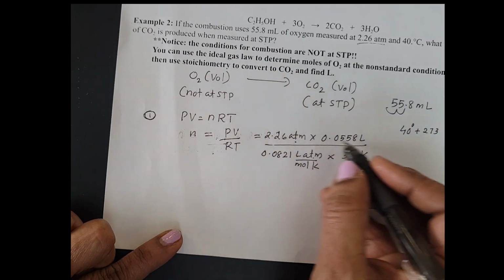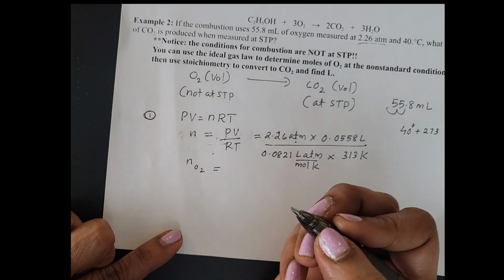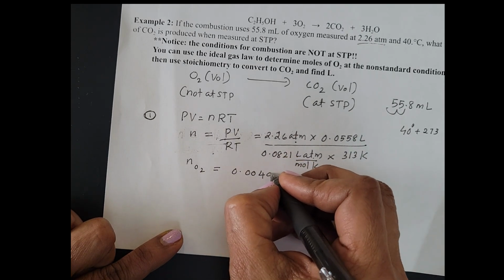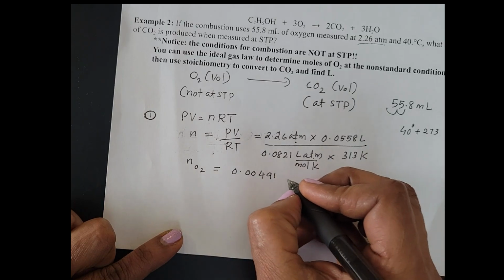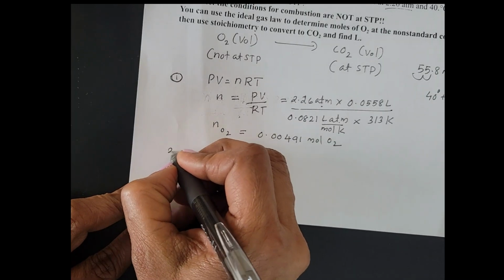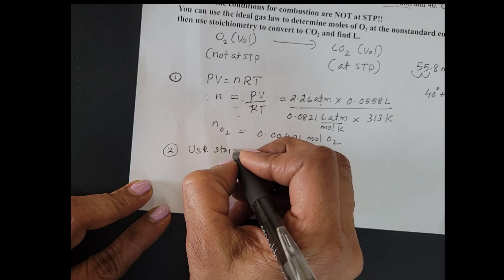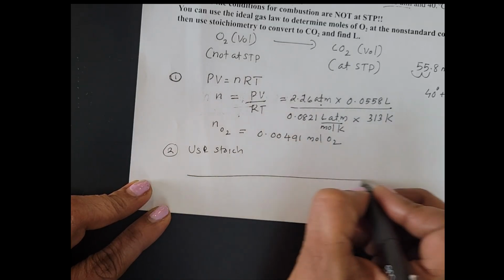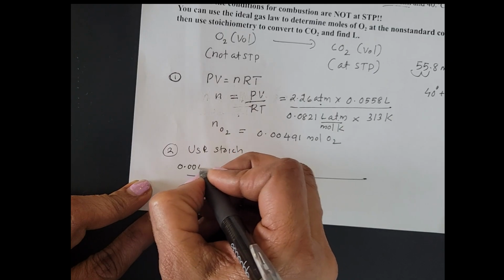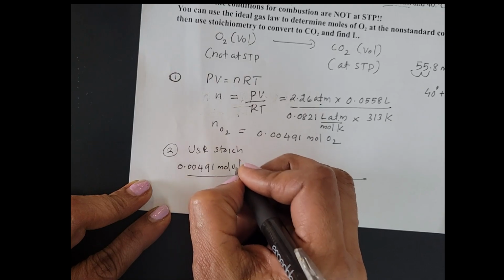So now you have all the values. You will get the number of moles of oxygen, which is 0.00491 mole of oxygen. So now you have mole. Second step, use Stoich. You are starting your T chart from this value, the moles of oxygen, which is 0.00491 moles of oxygen.